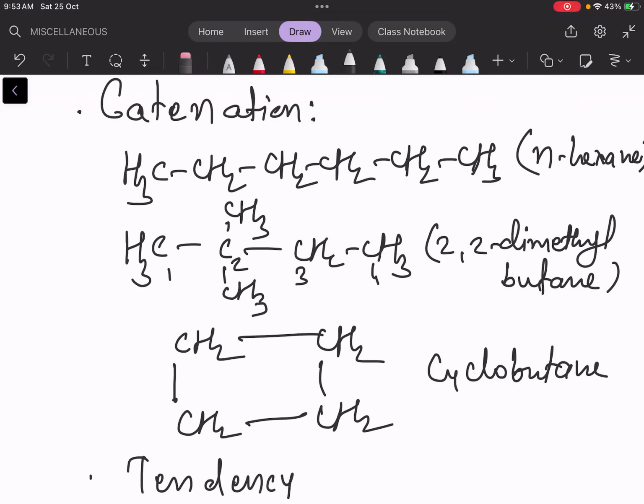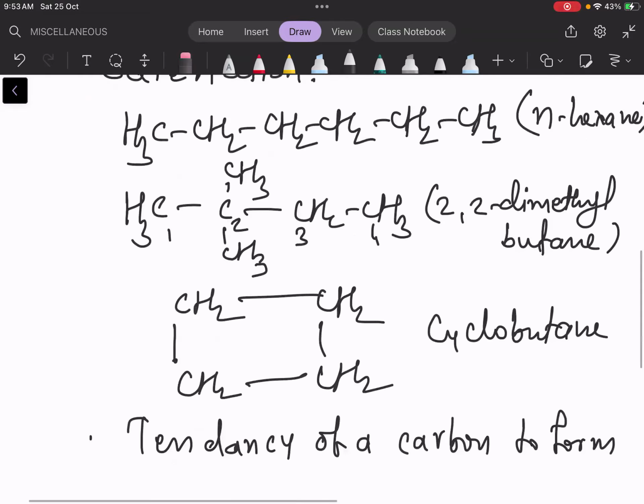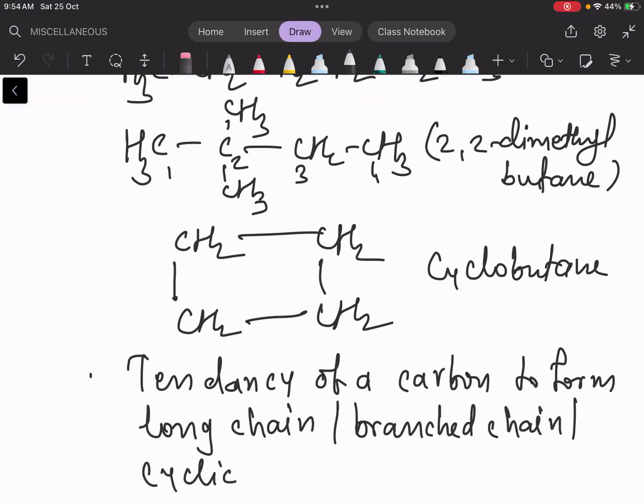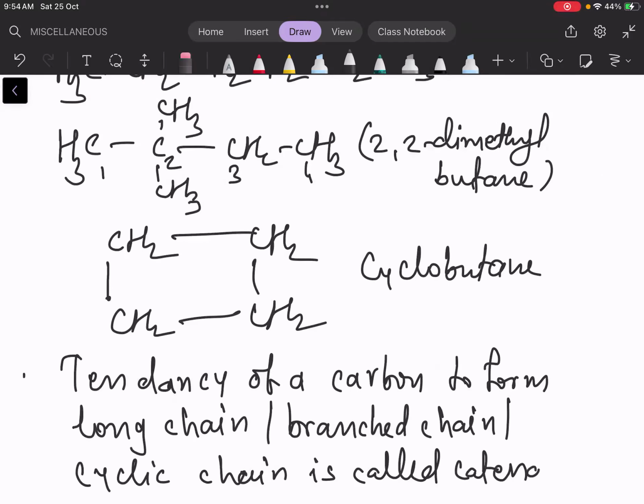Tendency of a carbon to form long chain or branch chain or cyclic chain is called catenation. What is it? Catenation. कोई doubt है?